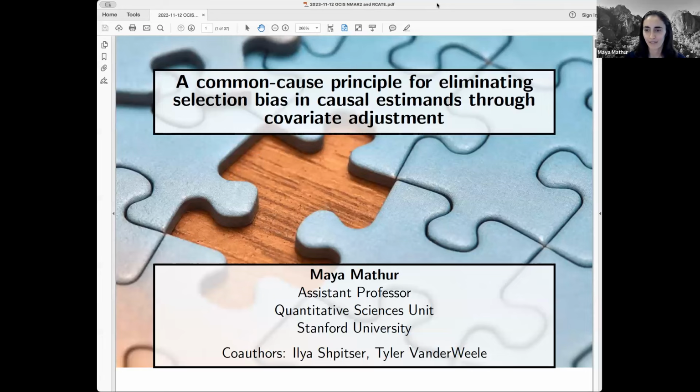Great. Well, thank you so much. It's really an honor to be here, and especially so with today's two discussants. Nan Laird and Eric Tchetgen, of course, have both made really seminal contributions to the fields of selection bias and missing data. So it's really a pleasure to be here. I'm going to be talking today about work on a common cause principle for how to eliminate selection bias in causal estimands using covariate adjustment in ways that are similar to what we're familiar with doing for confounding. And this is work with Ilya Spitzer and Tyler Vanderweil.